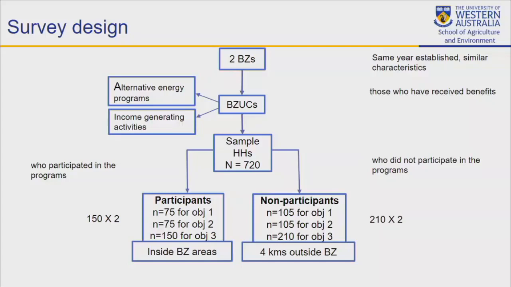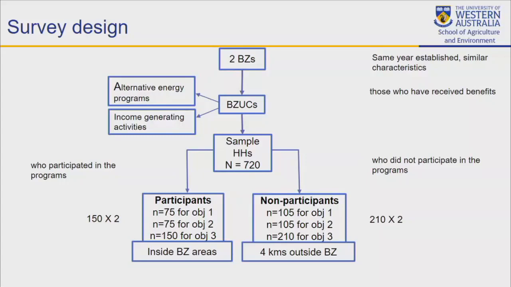This questionnaire will be administered to 720 households. For objective one, which is to evaluate the impact of income generating activities, we will select 75 households as participants, those who have participated in that program, and 105 households as non-participants from the area outside the buffer zone. So it gives 180 households in one national park, accounting for a total of 360 households in two national parks.